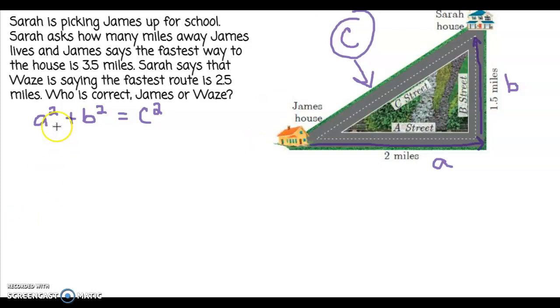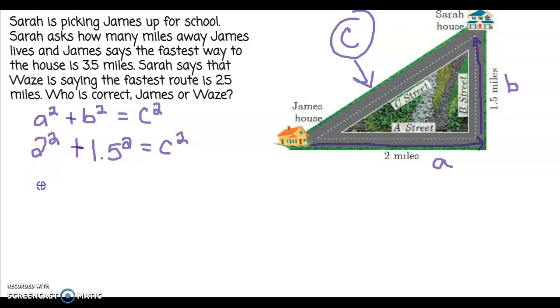So the first thing we're going to do is take A Street, which is 2 miles, and square that distance, plus we're going to add the distance of B Street, which is 1.5, and square that distance, and that will give us the hypotenuse, or the length of C Street, to see if Waze is correct in their measurement.